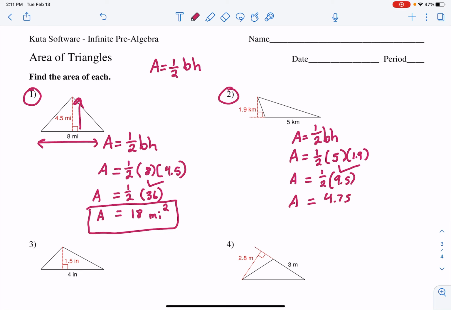So the area of number 2 is 4.75. And then look at my units of measure, which is kilometers. So 4.75 kilometers squared is what I'm looking for in number 2.